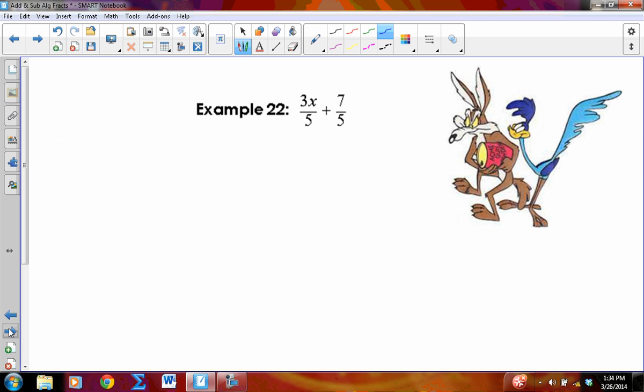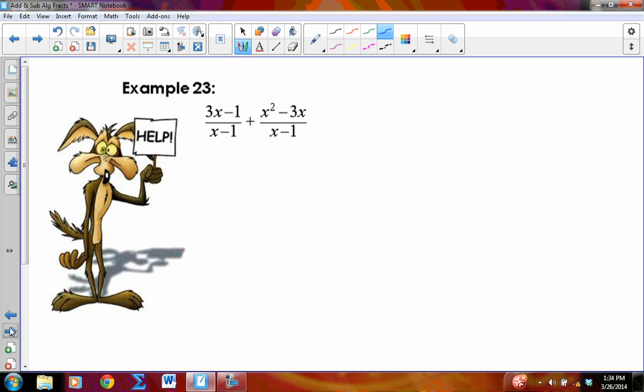Okay, again, two denominators. Both of them are 5, so I have like denominators, so we're good to go. Just add the numerators. But when you add 3x plus 7, you can't combine the 3x plus 7, so my answer is 3x plus 7 over 5, and that's a perfectly good answer. Okay, nothing cancels, so we're good.